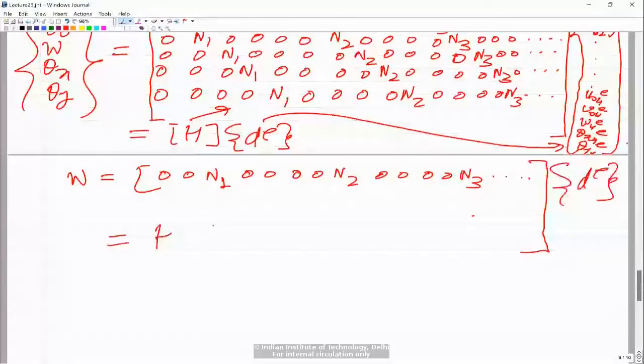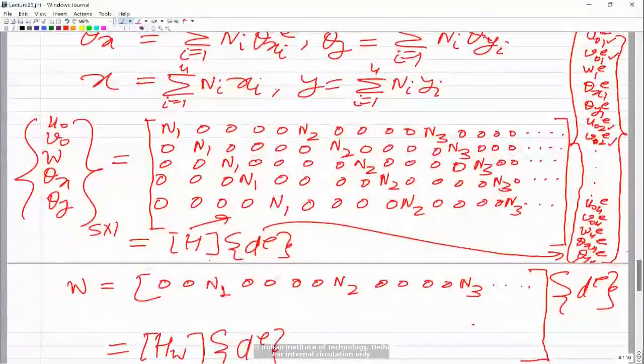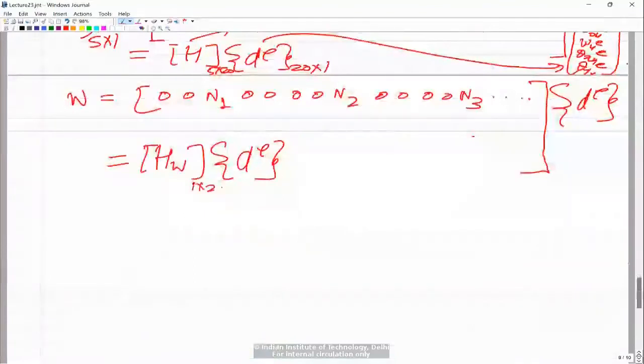If you look at the sizes of the various matrices and vectors which are involved, this is 5 by 1, and HU is 5 by 20, and D is 20 by 1. So same thing here. This is basically HW, which is 1 by 20, and this is 20 by 1, so that we get a single number.